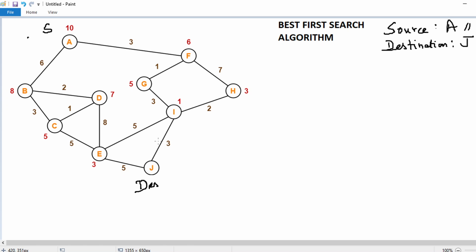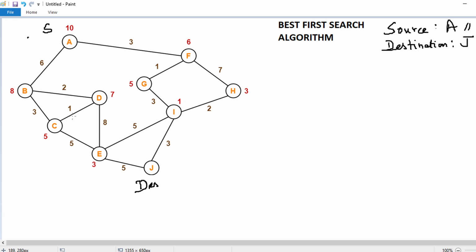That is why you see there is no heuristic given for J, but B has a heuristic value of 8, and A has a heuristic of 10. This heuristic value is the straight line distance from A to J. E has a heuristic of 3, which is the straight line distance from E to J. I has a heuristic of 1, that's the straight line distance from I to J. So like this, the red colored markings are all the numbers corresponding to the straight line distance from that node to the destination node.